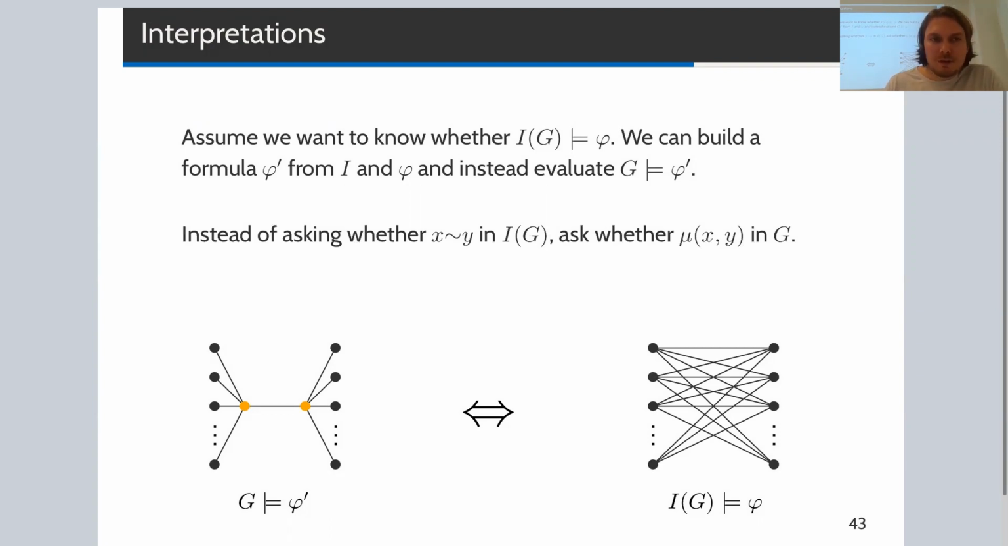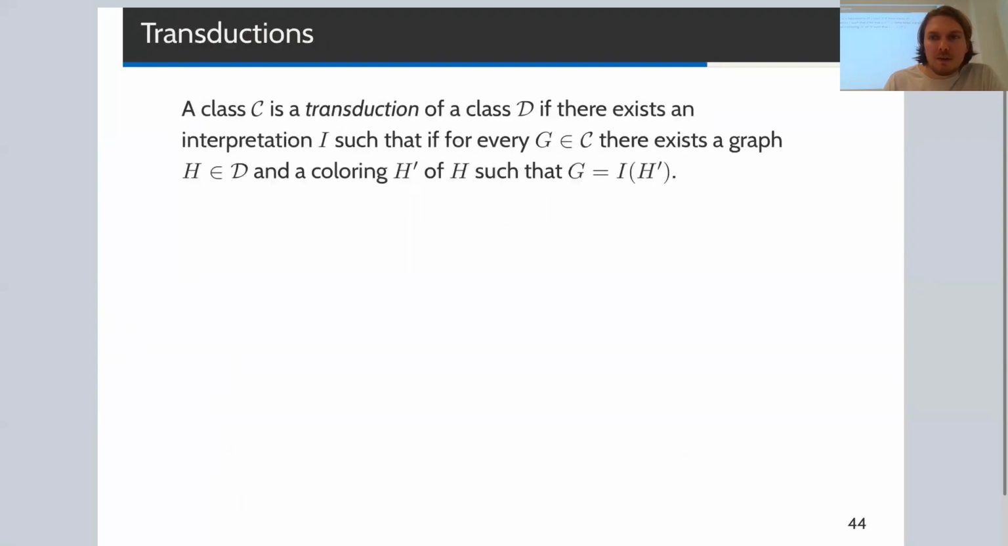Okay, this is why interpretations are an interesting concept. If you know that a graph is an interpretation of some other sparse graph and you can actually compute the interpretation, then you can do model checking. But interpretations are not quite enough. We need a little bit more of a complicated concept called a transduction.